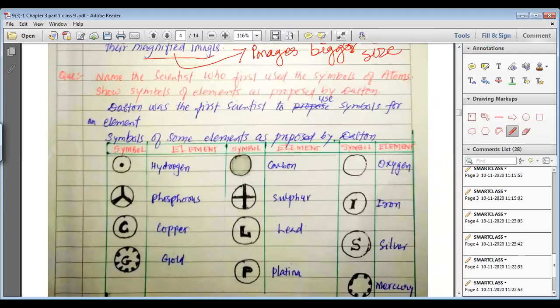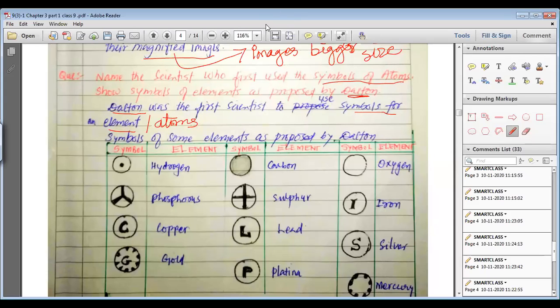Next question: name the scientist who first used the symbol of atoms. Symbols of elements were proposed by a scientist named Dalton. So remember, my dear students, that Dalton was the first scientist to use symbols for the elements, or symbols for the atoms. He represented the atoms of the various elements with various symbols.